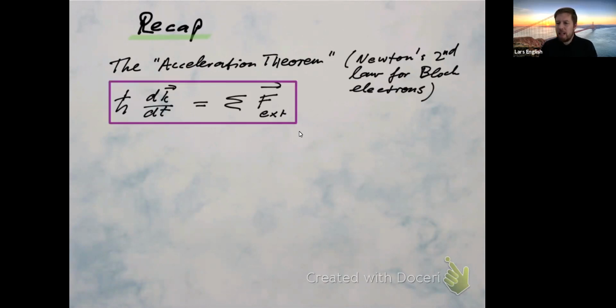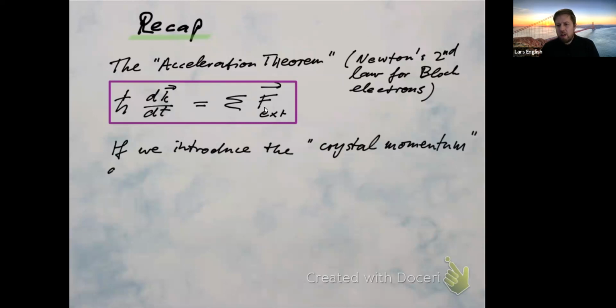As you remember, Bloch electrons, that's just my shorthand for electrons that are experiencing a weak periodic lattice potential, right? So they're not exactly free. They are in the context of a lattice environment, an ionic lattice. And for those kinds of electrons, we were able to derive this acceleration theorem, which is basically just Newton's second law, namely that h bar times the change in time of the k vector is given by the sum of external forces.